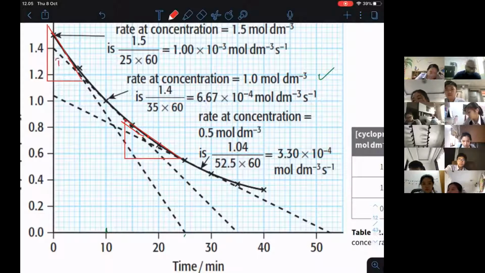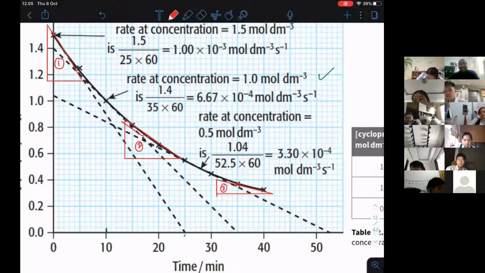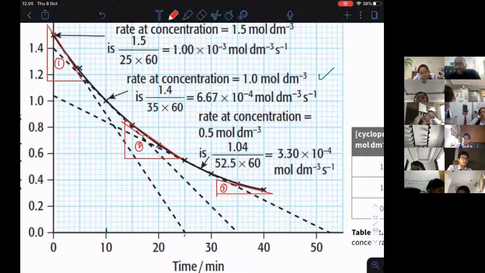This is triangle number 1. This is triangle number 2. And I draw another triangle somewhere here. If I want to draw the tangent, maybe it's not so accurate, something like this. I'm going to draw a triangle here. I think that will do. Number 3. What can you say about the gradient, Lavi, based on my three triangles?